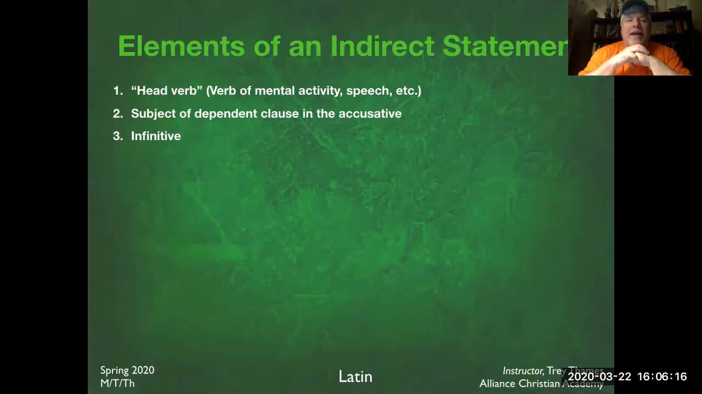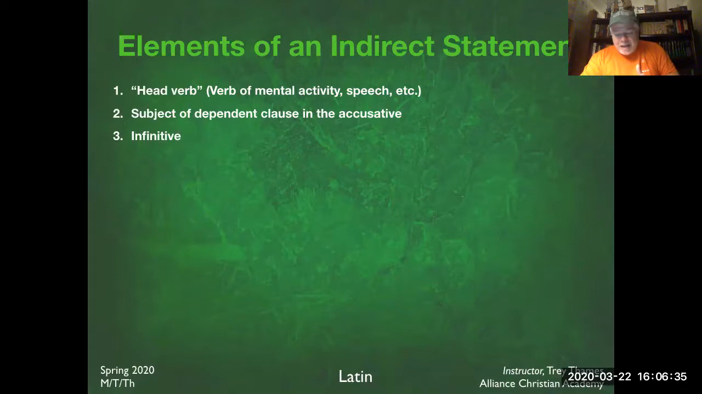The second thing you have to have is a subject of that dependent clause. It's in the accusative, not the nominative, and that's something that we're not used to. Subject should be nominative. Look at that example on page 203 we just looked at. Juliam, that's accusative, but it's the subject of the linking verb esse. So it's a subject, but it's in the accusative. We'll talk more about that in a minute, but you've got to have that for the indirect statement.